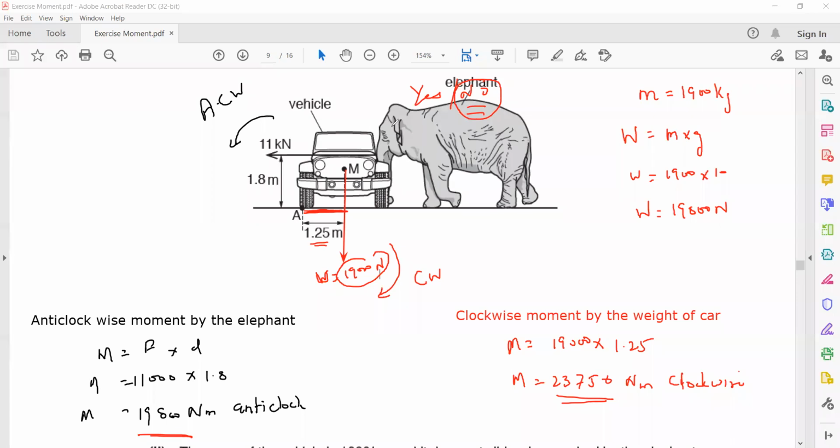So how can we work out whether the elephant can topple the car? There are two moments. One is the moment produced by the elephant, and one is the moment produced by the weight of the car. Because the weight of the car is producing a greater moment and the elephant is producing a smaller moment, this elephant is not able to topple this car.